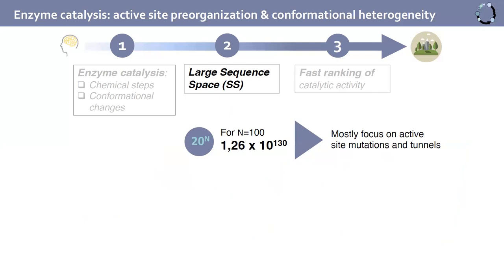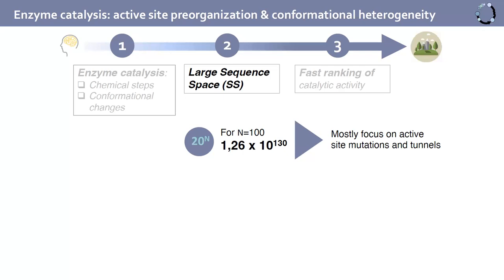Then, of course, we have the problem with the large sequence space. Even for a very small protein of just 100 residues, the potential number of sequences is very, very large. So how can we reduce this number?